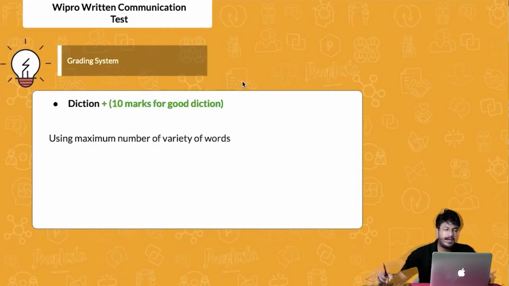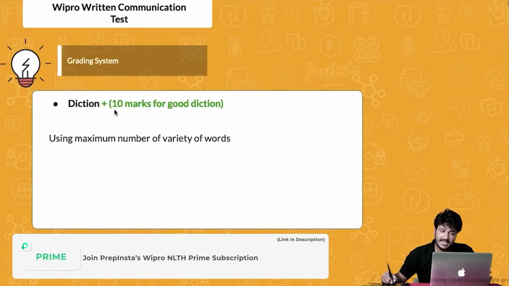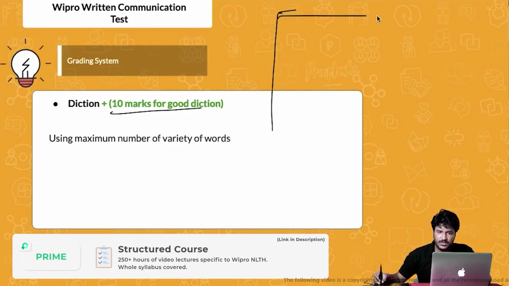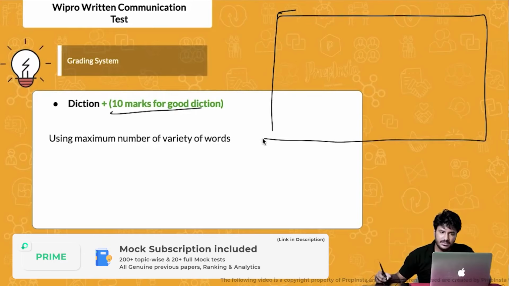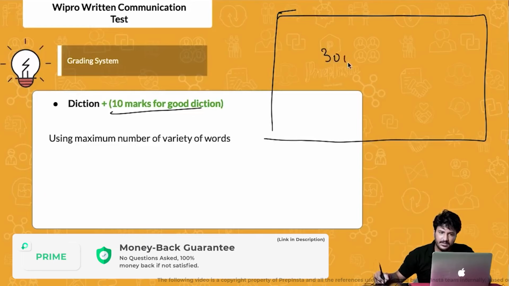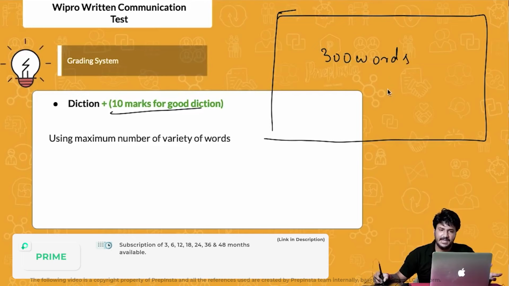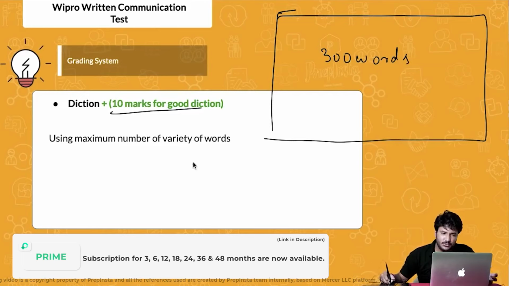Okay. So the next one is diction. A lot of you would not understand the meaning of diction, and you will say, okay, what is diction? I do not even know that, and it is what the AI system grades. There are 10 marks for diction. So diction is basically, if you write, let's say, a 300 words paragraph or 300 words essay, counting the unique words.